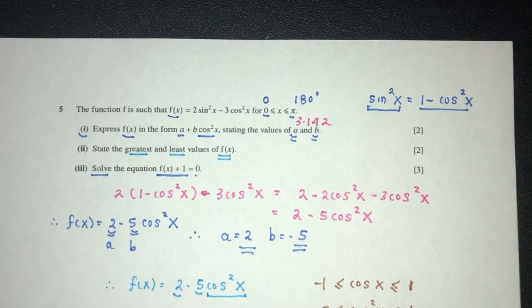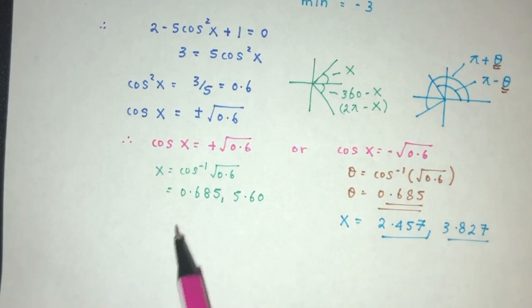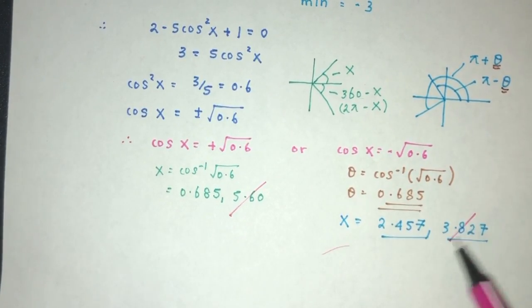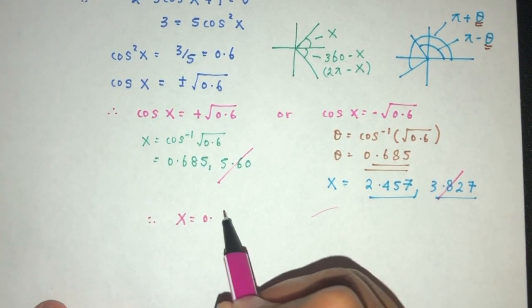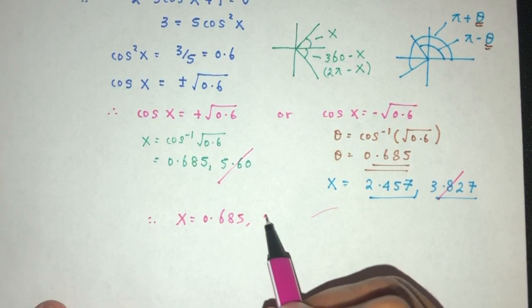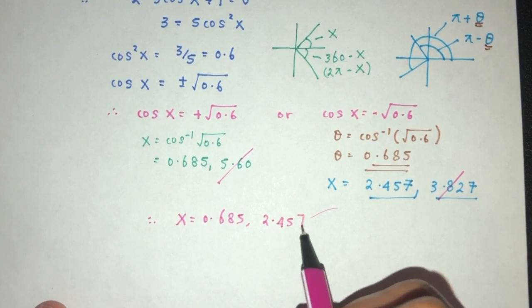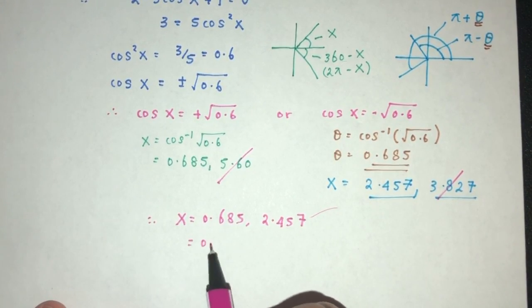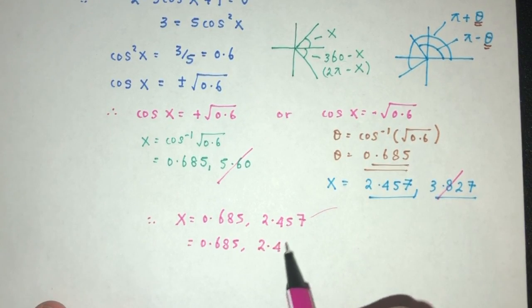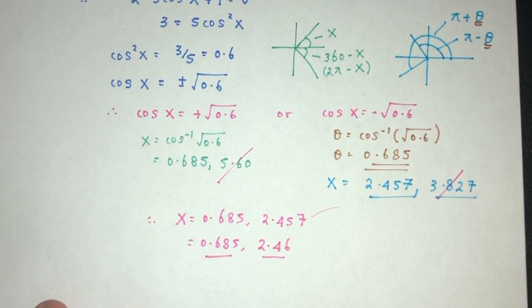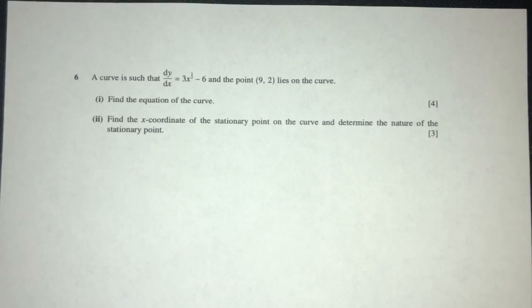Okay, so the value of x can only be between those two values. Let's check. This one is too much and this one is too much. So finally x can only be 0.685 and then 2.457. Or you can write 0.685 and 2.46, correct to 3SF. Let's move on to the next question.